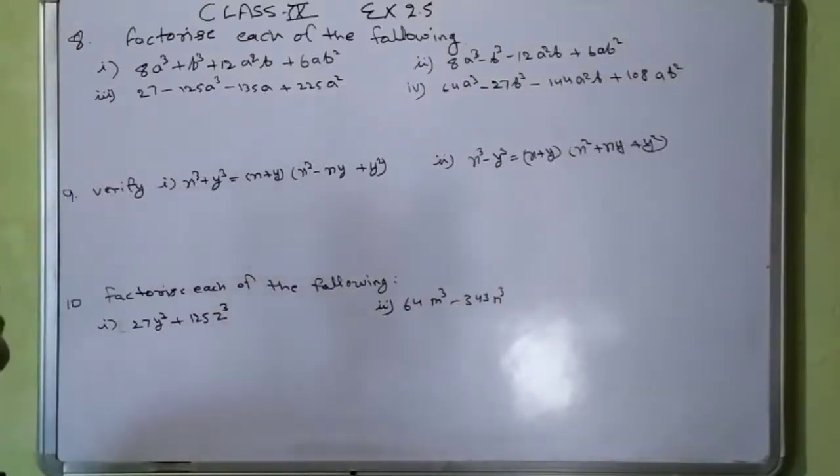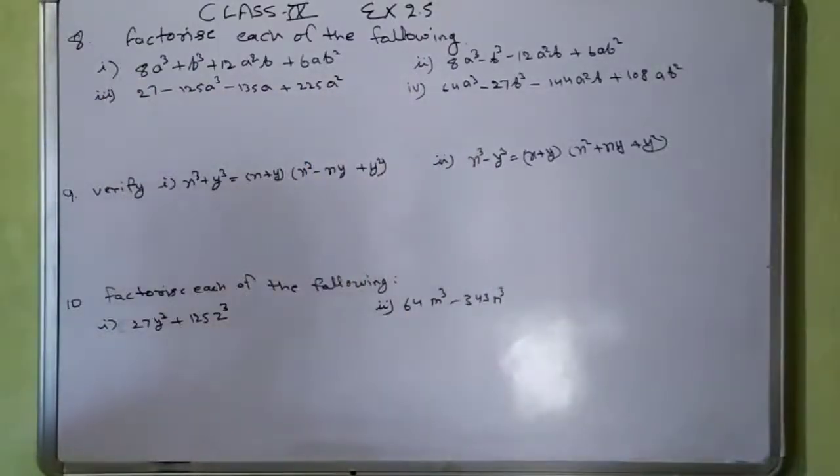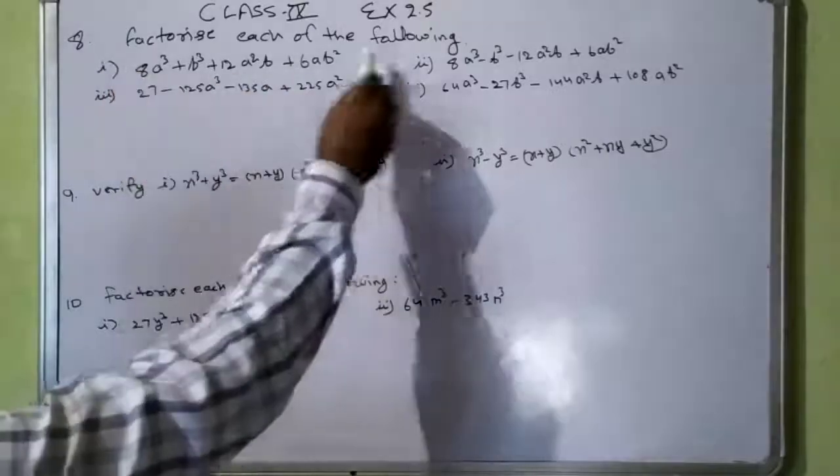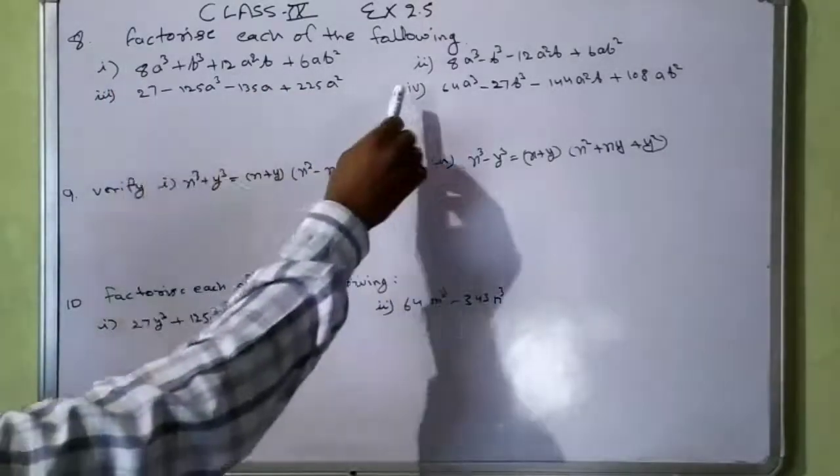Today we are taking exercise 2.5, question number 8. Factorize each of the following. You are looking here at 4 parts: 1, 2, 3, 4. Okay. So the first and second parts, do by yourself. I am doing the third part and the fourth part.